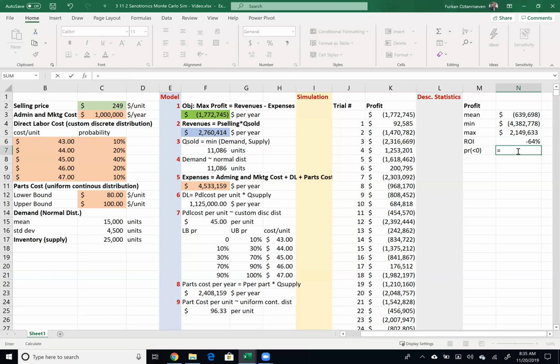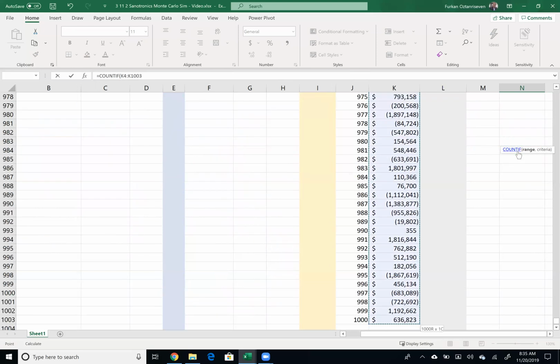So what's the probability of losing money? To do that, I need to do COUNTIF, look at the range, Control Shift down arrow, and make sure that you check whether this number is less than or equal to 0.